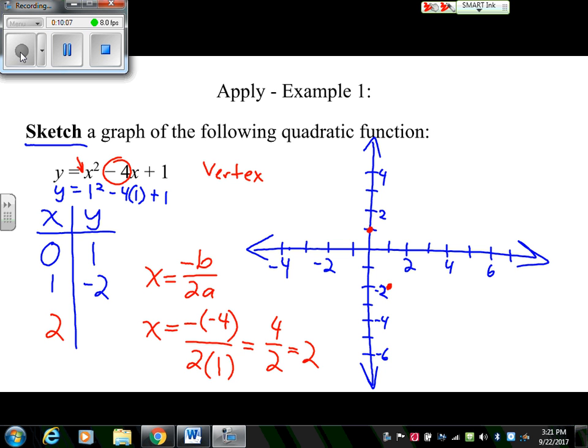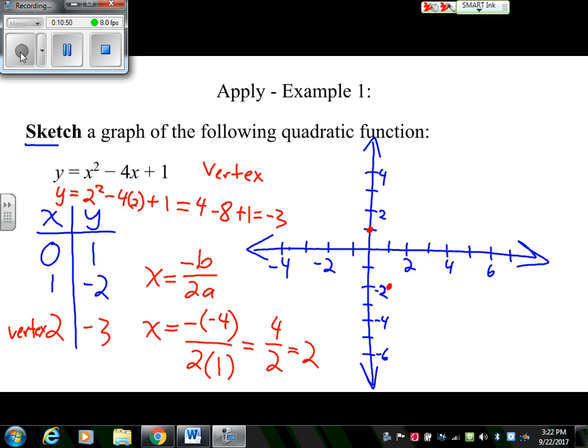So we know that our vertex is going to have an x value of 2, but the question is, how do we find the y? We simply plug it in. So I'm going to use my function again to find my y value. It's equal to 2 squared minus 4 times 2 plus 1. And when I get 2 squared, that is going to be equal to 4 minus 4 times 2, which is 8, plus 1, which gives me a final y value of negative 3. So when x is 2, y is negative 3. And again, this was my vertex.